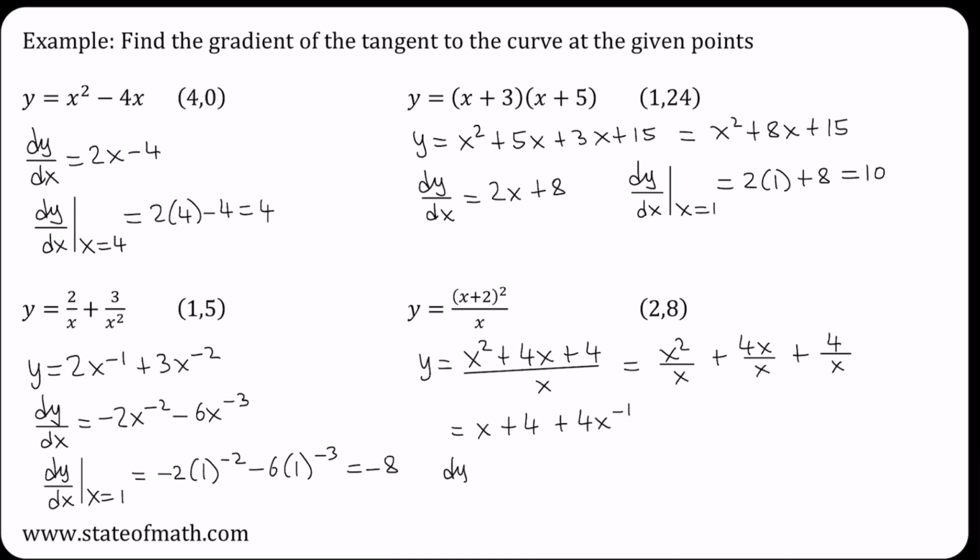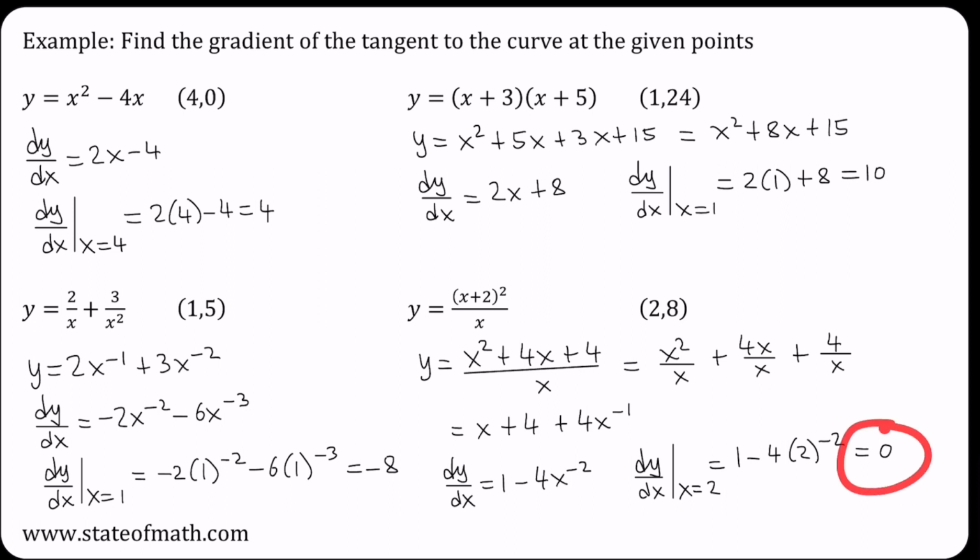I will now differentiate. The derivative of x is simply 1. The derivative of 4 is 0. The derivative of 4x to the negative 1 will be negative 4x to the negative 2. And we need to evaluate this at x is 2. So substituting x is 2 will give me 1 minus 4 times 2 to the negative 2, which actually turns out to be 0. We will actually see in another video that getting dy/dx to be 0 is a particularly interesting point on any curve. That's something to be discussed in another video.